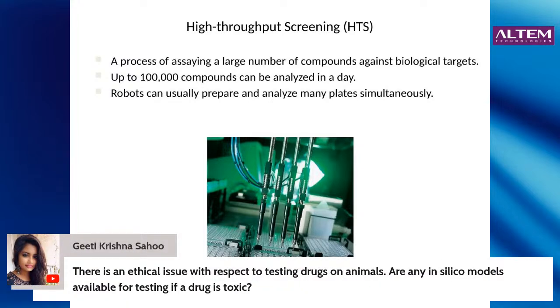There is an ethical issue with respect to testing drugs on animals. Are any in silico models available for testing if a drug is toxic? Nowadays, ethical issues are there in getting toxicity tests done in animals. But if your work is genuine, if your model is fine, then you can go to the animal ethical committee. They will permit you to get the toxicity done. We also do it like that here. We have an animal house ethical committee. They allow us to carry out animal activities.